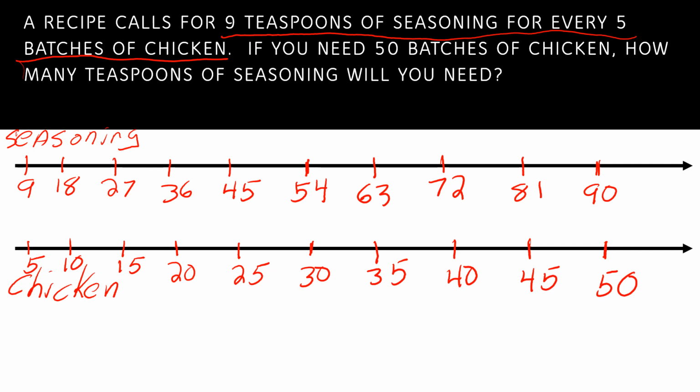So my question said, if you need 50 batches of chicken, how many teaspoons of seasoning will you need? We can see from our double line diagram that we will need 90 teaspoons of seasoning. Why? Because when we look at our diagram, we see that the 90 teaspoons of seasoning correspond to 50 batches of chicken. So here we see how a double line diagram is very helpful in solving ratio problems.